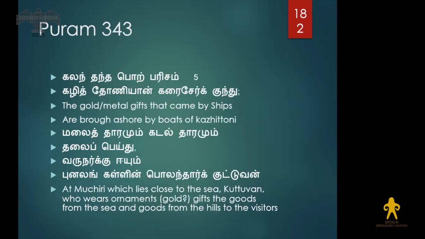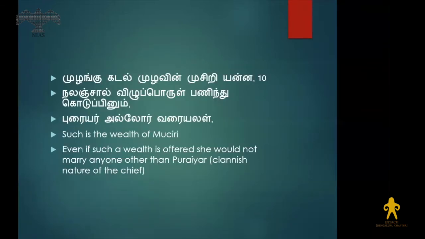But recently, some of these poems have been revised by some scholar based on re-looking at the original palm leaf manuscripts. We will not go into that detail. Malaitharamum, Kadaltharamum. Here, Kutuvan, the Chera king, gets all the goods that were coming from the hills and from the sea, and he was donating them to the people. He was at the town of Musiri, which was very close to the sea.